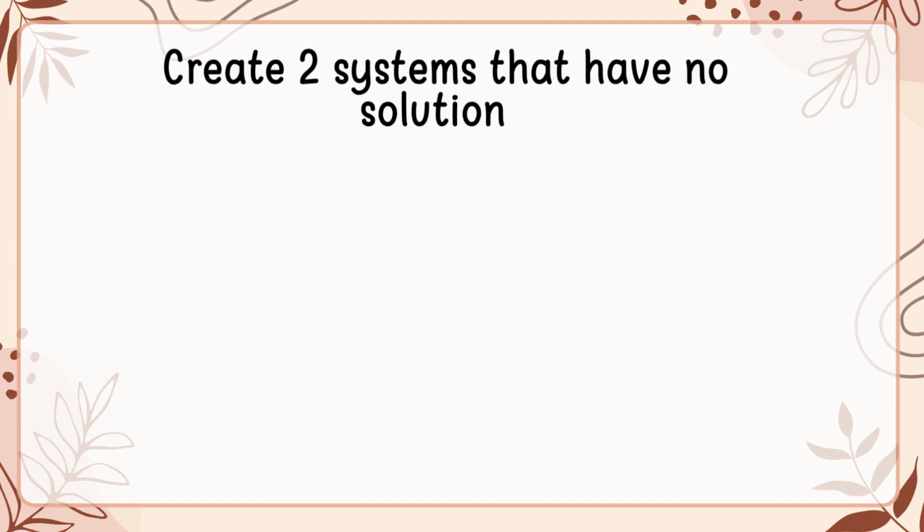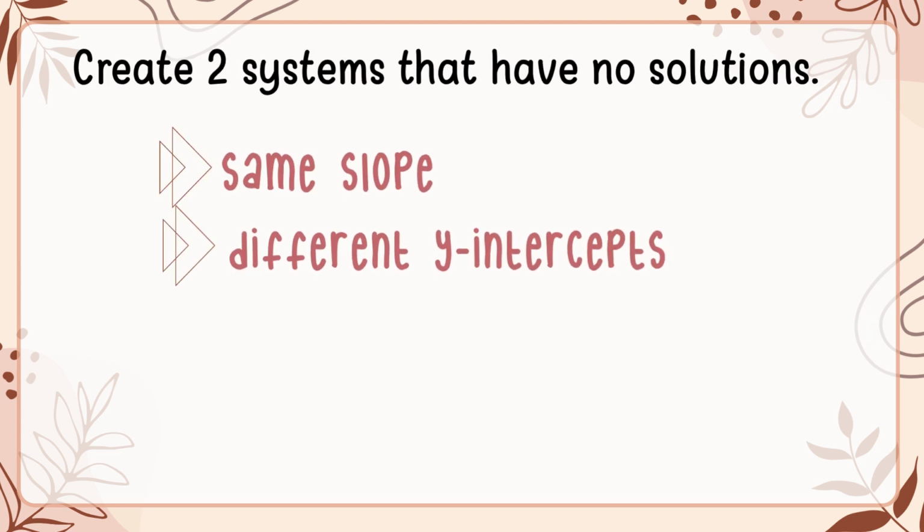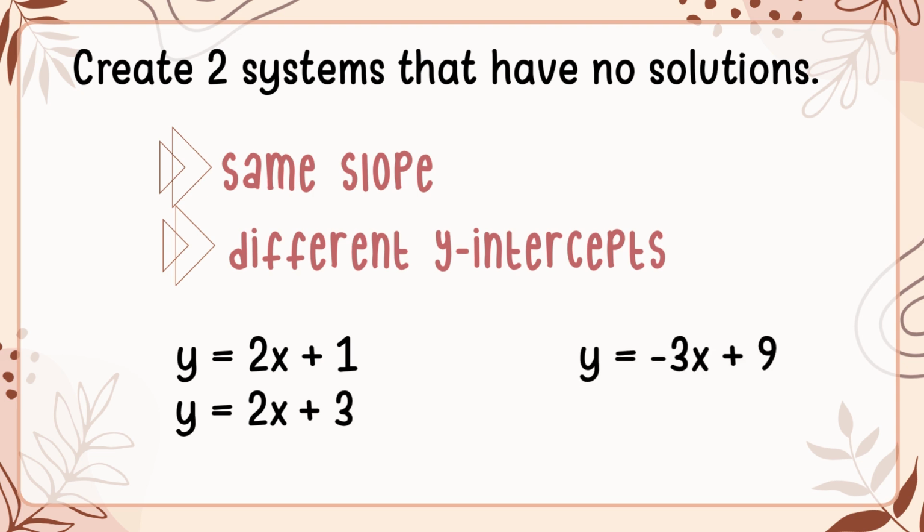Now let's create two systems that have no solutions. When a system has no solutions, that means that they have the same slope, but different y-intercepts. So if we have an equation like y equals 2x plus 1, we can create a system with no solutions by making sure that our slope stays 2x and then giving a different y-intercept, like positive 3. Or if we start with y equals negative 3x plus 9, we can make another equation so that the system has no solutions by keeping the slope of negative 3 and changing the y-intercept again. This time we'll just make it negative 9 instead of positive 9.